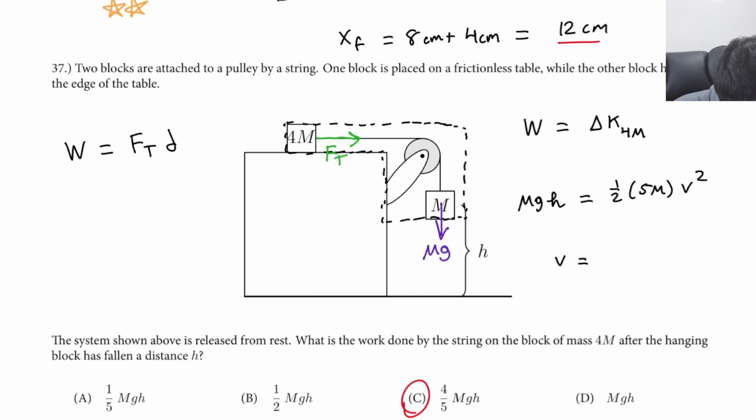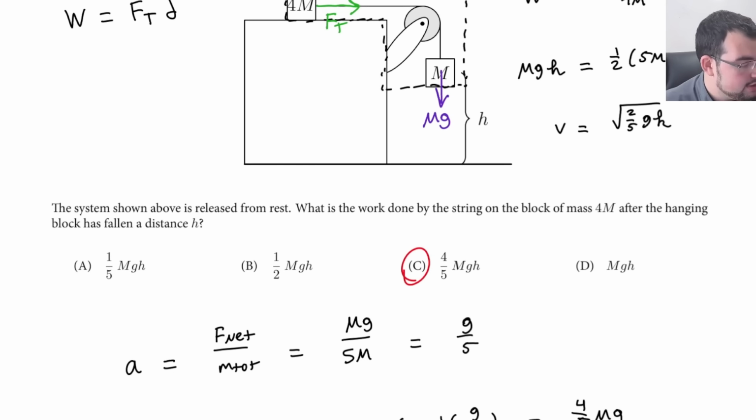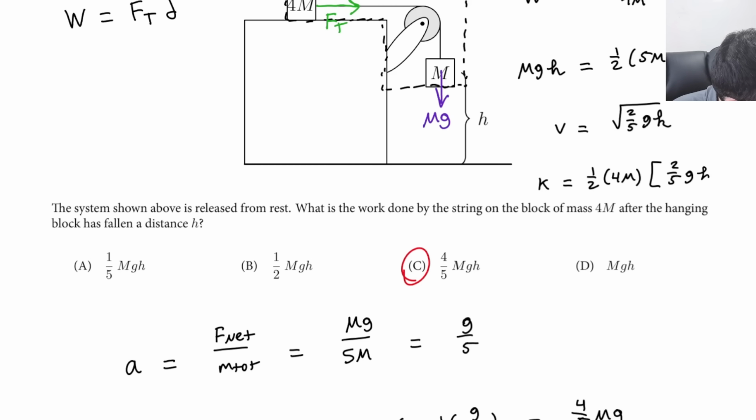And you'd get v equals square root of 2/5 gh. And then you could just plug into the kinetic energy formula where you'd get K is 1/2 times 4m times v squared, which is 2/5 gh. And does that work? Yeah, it does. Cool. So I thought it was worth going over both solutions there just to show that it works out.